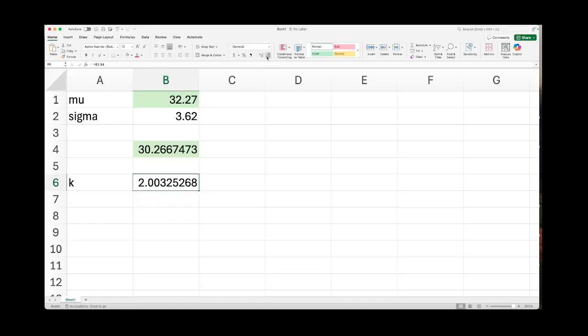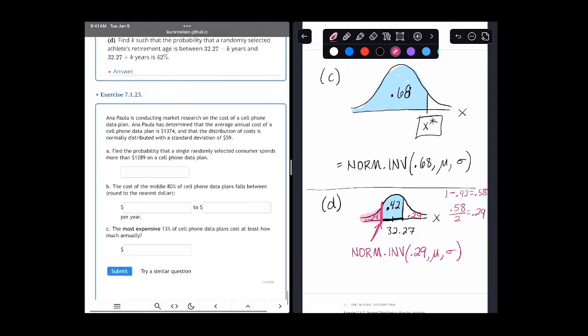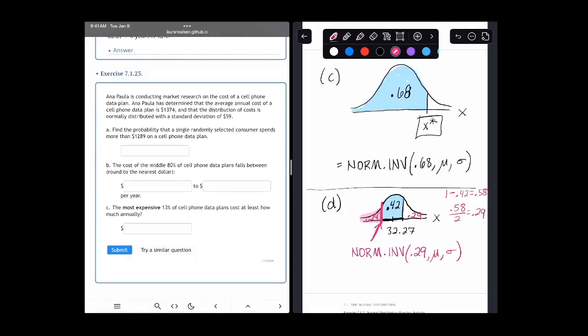And if we wanted to round it to some number of decimals, we could do that in Excel and have Excel show fewer decimals. But this tells us that if we went up and down from our mean by about 2.003, then we would have 42% of the data. And so now I want you to take a look at this last exercise here, and you can try different versions of it and practice using all of these tools to answer similar questions in this different scenario.